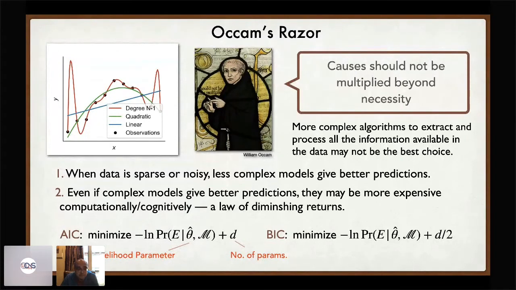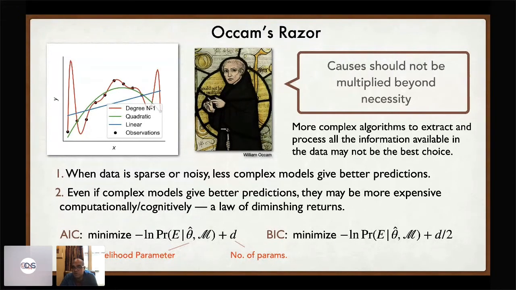So famously, there's the AIC, in which you minimize the minus log maximum likelihood. Theta hat is the maximum likelihood parameter, E here are the data you see, and M is your model. So you minimize the minus log maximum likelihood plus the number of parameters. You pick whichever model minimizes that quantity, and you say that's the one you're going to pick. The number of parameters here is a complexity penalty.